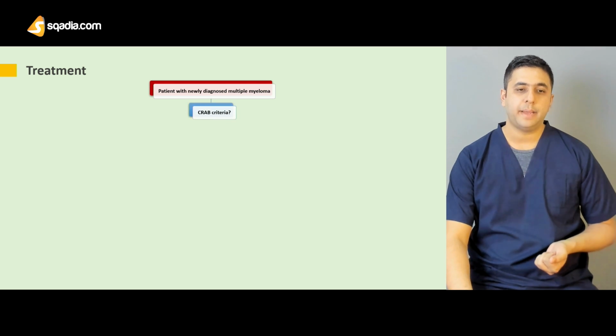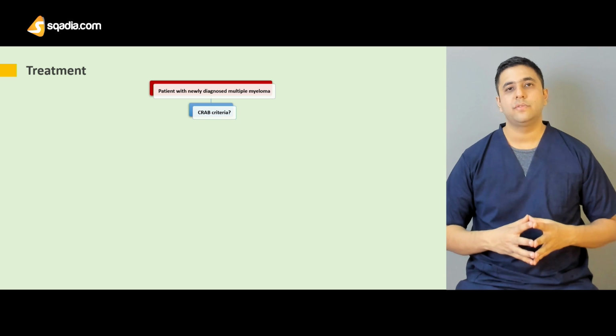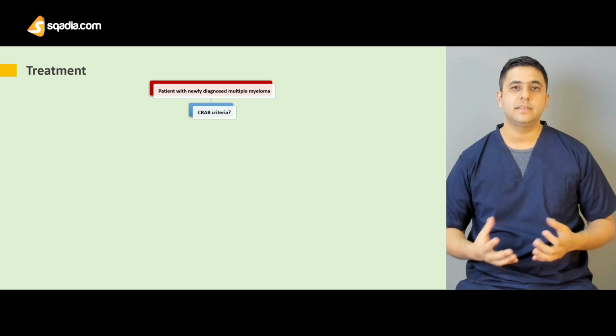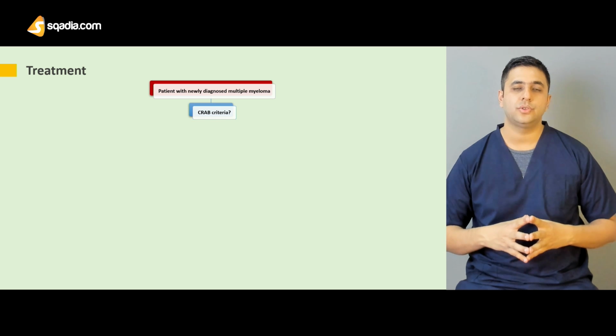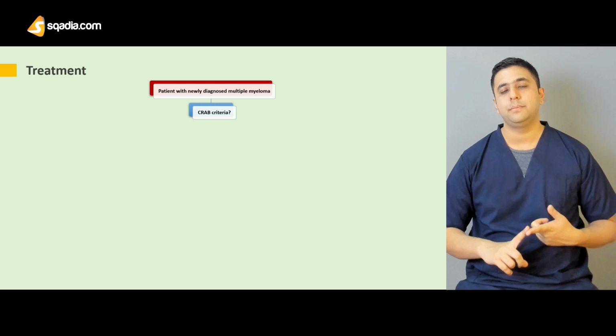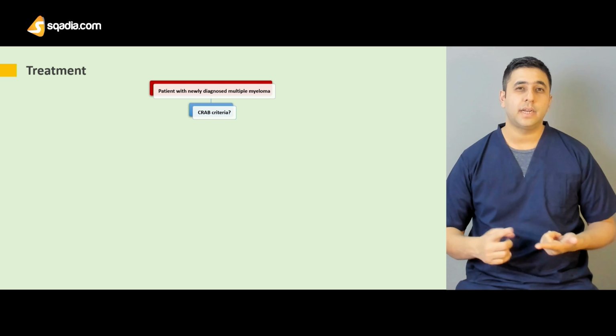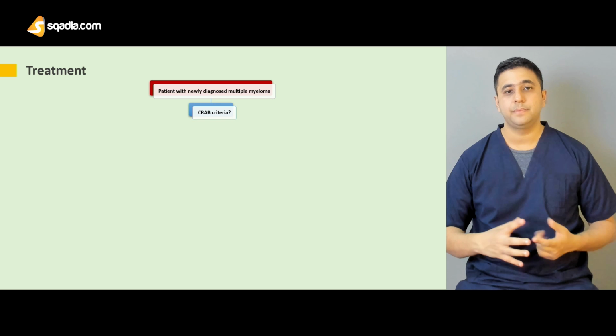to look for is the CRAB criteria. What is the CRAB criteria? CRAB is a mnemonic for the various clinical features of this syndrome. C stands for hypercalcemia, R stands for renal abnormalities, A stands for anemia, and B stands for the bone pains or the bony abnormalities. Or it can also stand for bacterial infections if you want to remember.